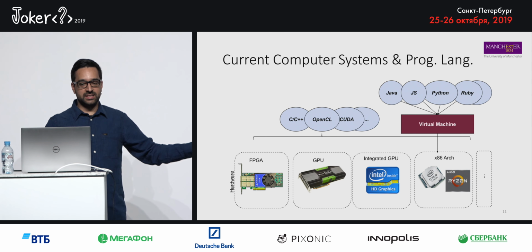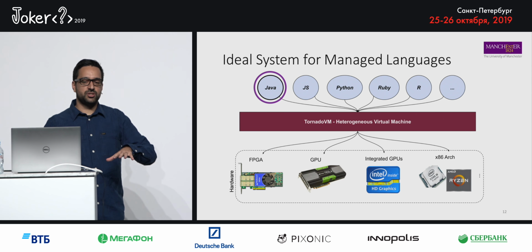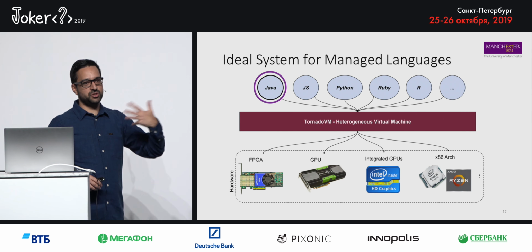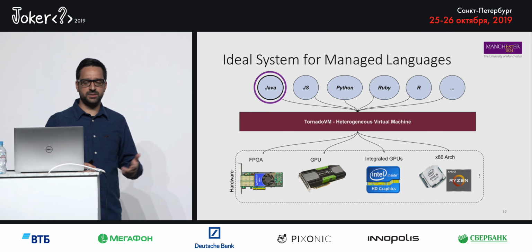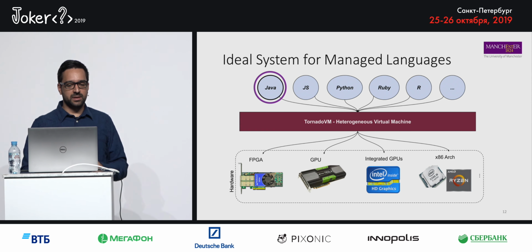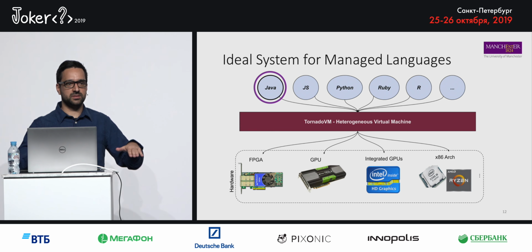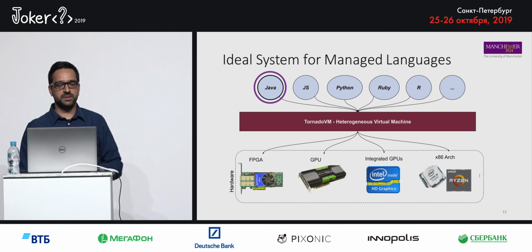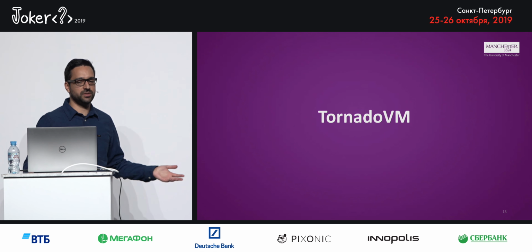What we propose is this. It's what we call a heterogeneous virtual machine. So we target Java for now, but in the future we might target other types of languages. In fact, we have prototypes for R and Ruby. And the idea is to automatically and transparently target and use heterogeneous devices. Right? So with that motivation, let's go to TornadoVM.